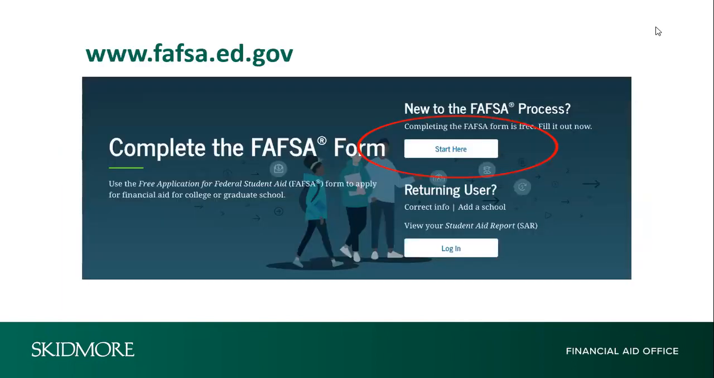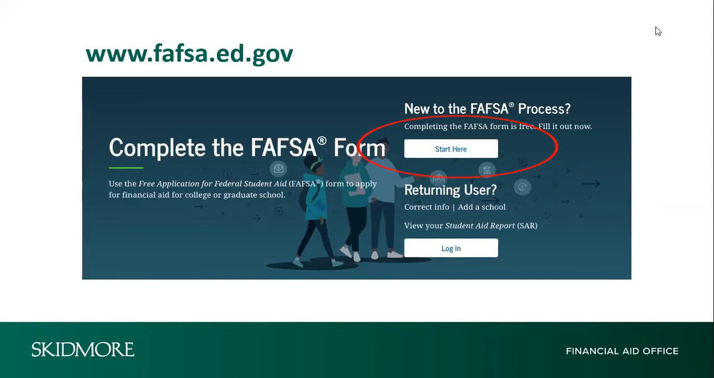This is a screenshot of what the FAFSA homepage looks like. So you can go to fafsa.ed.gov. You'll see this. The first time you ever do this, you'll look at "New to the FAFSA process? How do you complete the form? Start here." You'll click on that. The button below that where it says log in, that's once you've created a FAFSA.